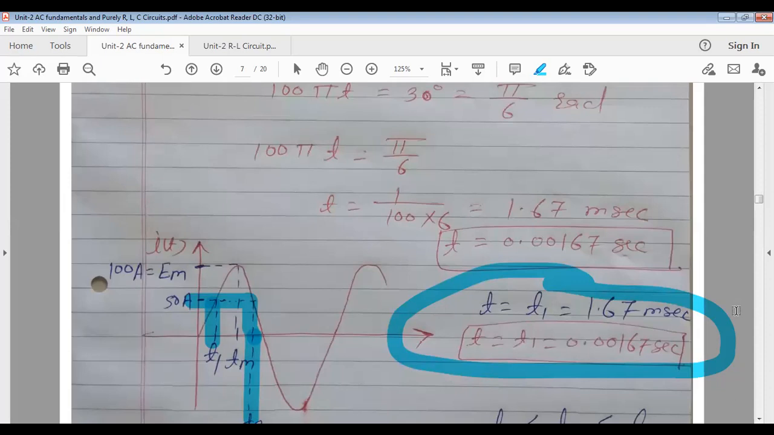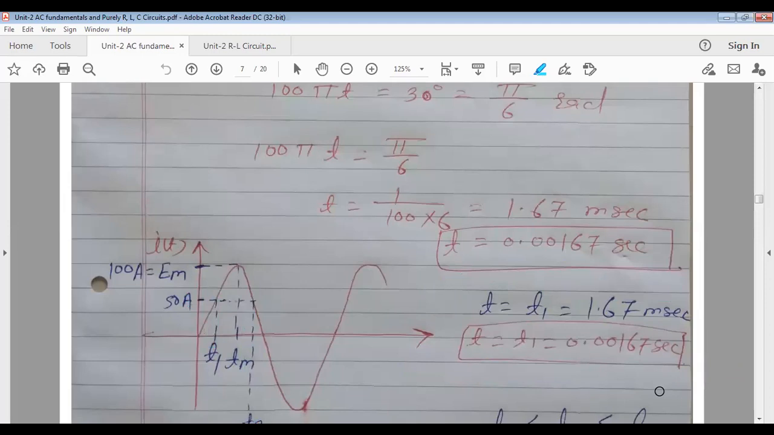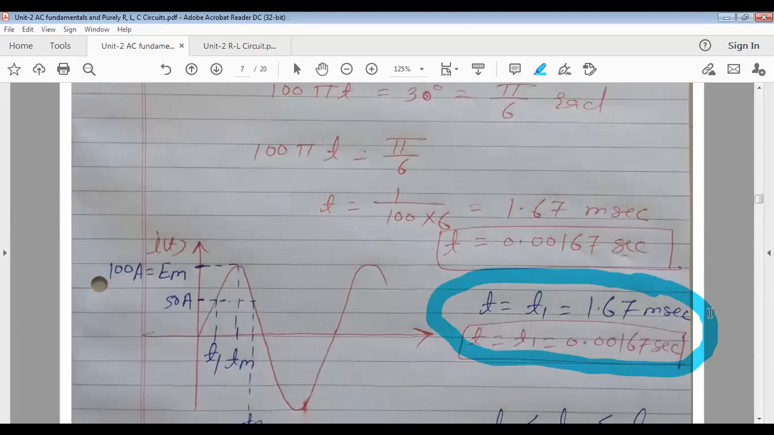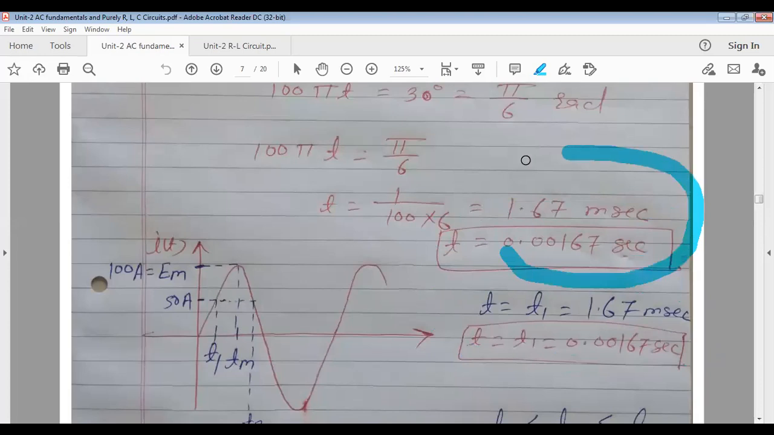So you calculate Tm first, and if you find that Tm is greater than 1.67 millisecond, then whatever this T you have calculated, it is T1. Consider you have calculated Tm, and whatever Tm you have calculated is greater than this 1.67 millisecond, then whatever this T is, you will consider it T1. T1, right? Correct. Okay, so calculate Tm.